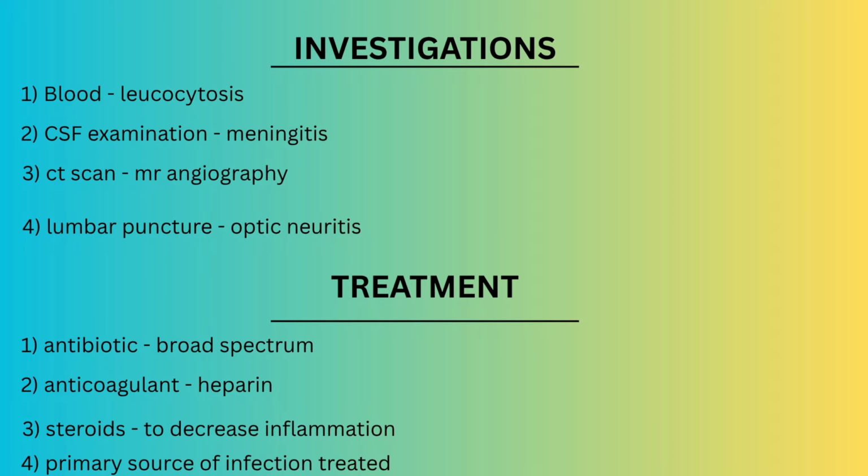And coming to its investigations, one is blood leukocytosis, and the next one is CSF examination for meningitis, and the third one is CT scan, and the fourth one is lumbar puncture. Nothing but it is mainly for optic neuritis cases. And the treatment is, one is broad spectrum antibiotic, and the second one is anticoagulant like heparin, and the third one is steroids to decrease the inflammation, and the fourth one is the primary source of infection, it must be treated.